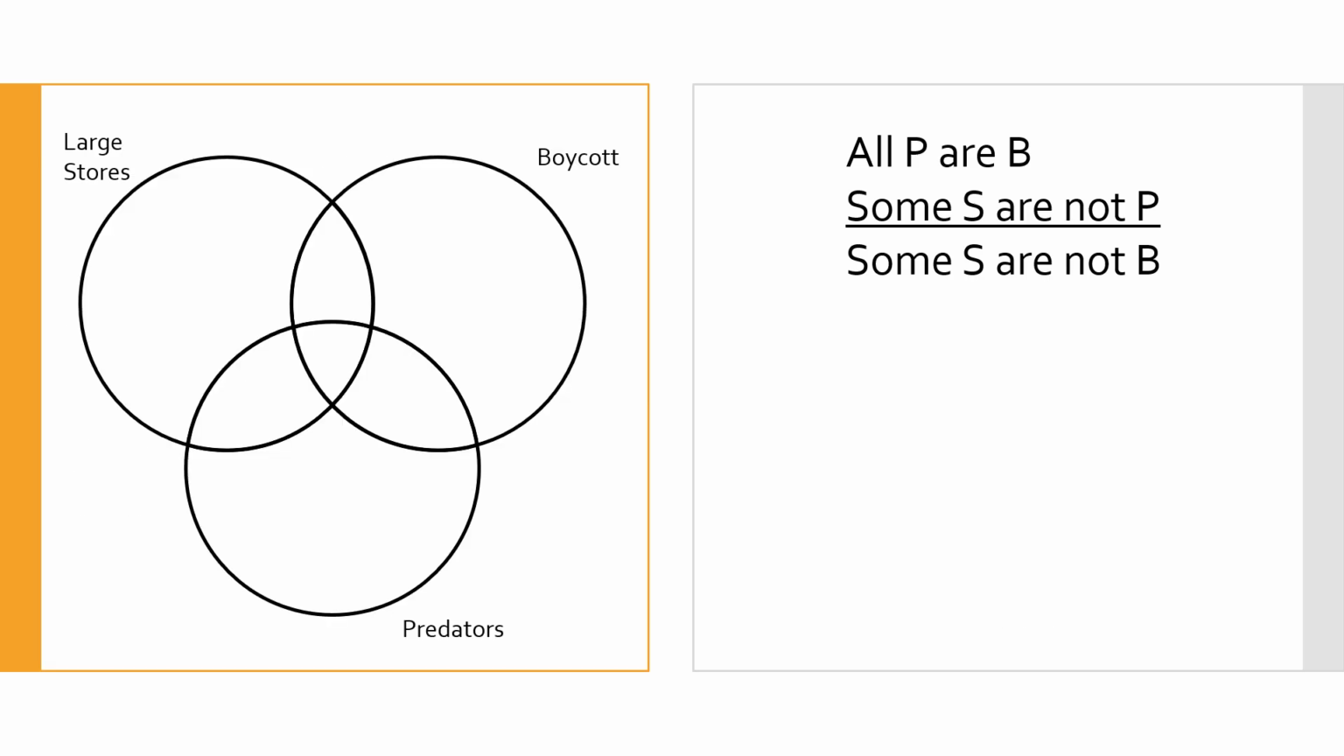So the next step here is to set this up on our Venn diagrams. And again, we want to take our minor terms and our major terms in the conclusion and put them on the top two circles in order. So S stands for large stores, B stands for those stores we should boycott, and then we want to put the middle term on the bottom, which are predators or stores that use predatory market practices or the like.